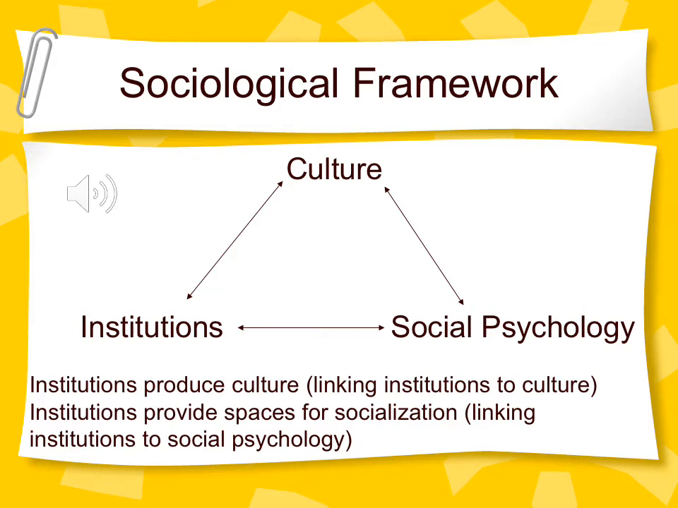Rather, institutions in a society, no matter what society you're looking at, it's the institutions within those societies that are producing certain cultural ways. So here we are linking up institutions to culture. And then we look at how the institutions provide us those spaces, the living room, the classroom, the field, the spaces in which we are socialized. So we make that culture part of our social psychology. Here, linking institutions to social psychology. So here we start to see the three different dimensions all coming together at once, although they can't operate individually at the same time.